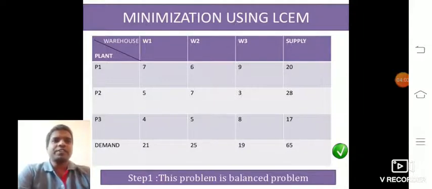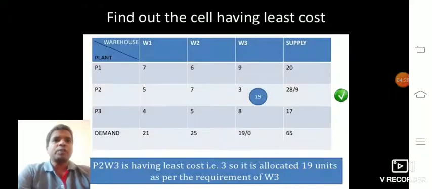Now the first step is to check whether the transportation problem is balanced or not. You need to add the supply and demand. If they are equal, then the problem is balanced. The supply is 20 plus 28 plus 17, which gives 65, and 21 plus 25 plus 19 also gives 65. Supply is equal to demand, so the problem is balanced. Now we go to the second step.